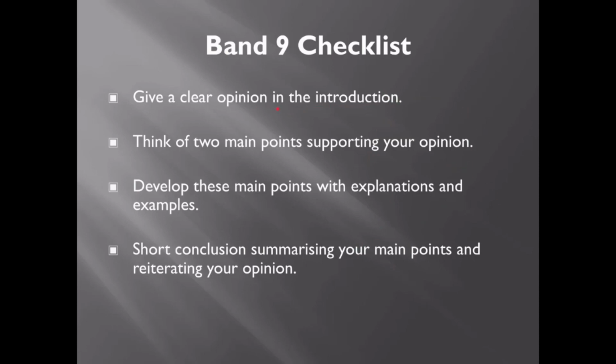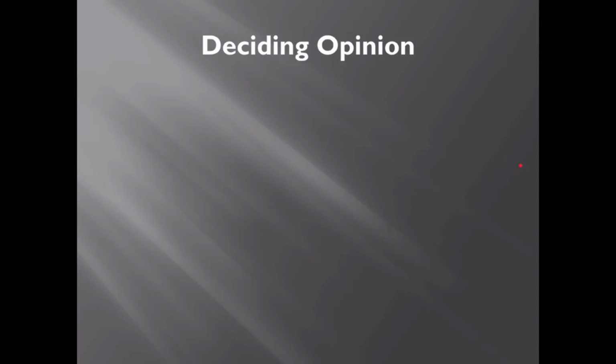In the introduction, say whether you agree or disagree. Think of 2 main ideas to support that position. Develop those main ideas with explanations and examples, and then make your opinion very clear again in the conclusion and state your main points again. Summarize your main points. This is the overall summary of what you need to do, but we'll look at it in a little bit more detail, of course, in this lesson.